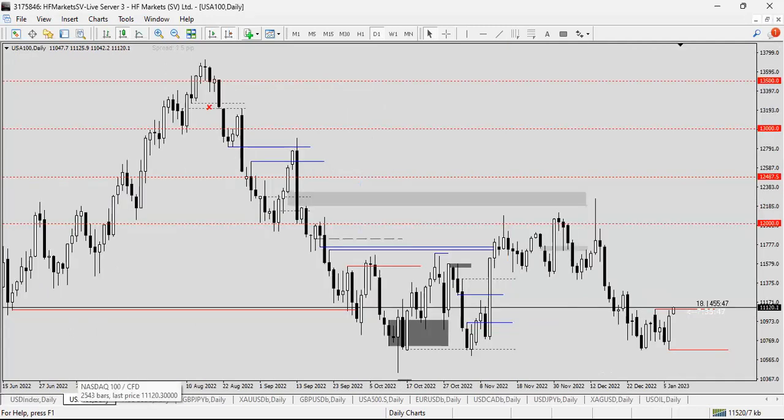Pretty much the same on NAS. I was looking at that earlier. This is the weekly range, the previous weekly range for NAS. We open in deep premium. This structure is a consolidating structure.